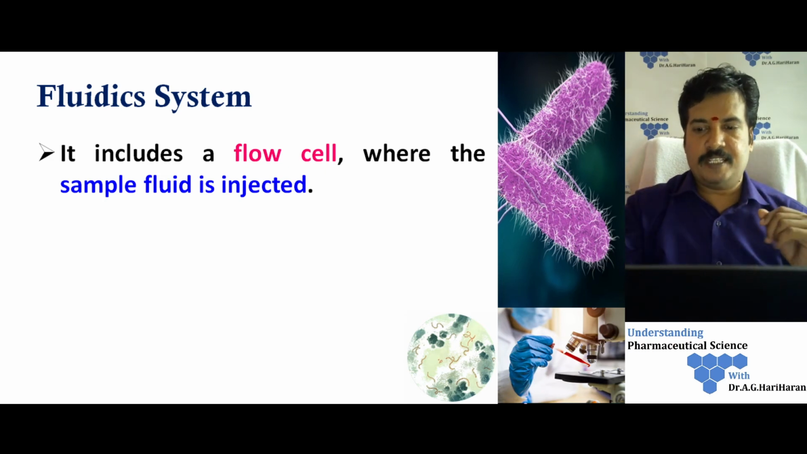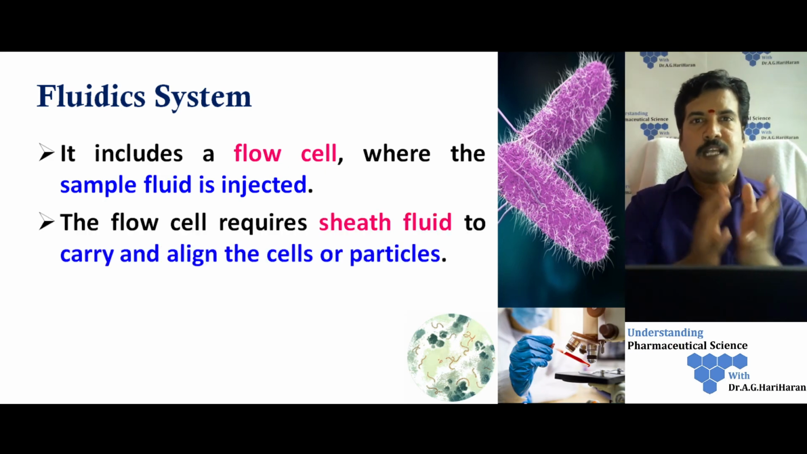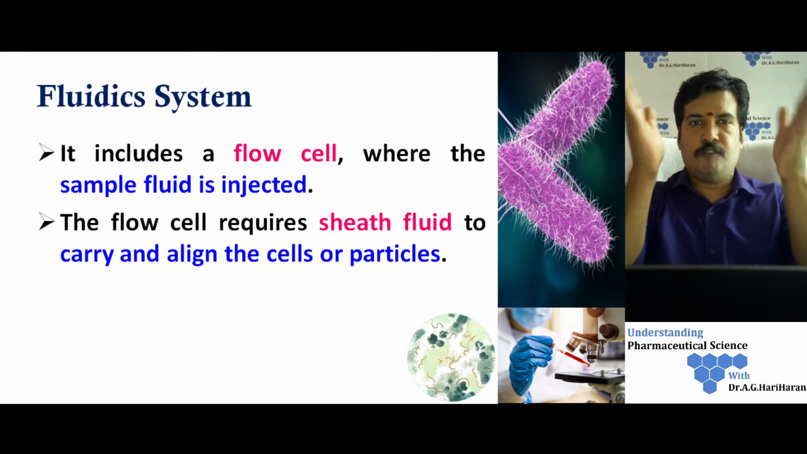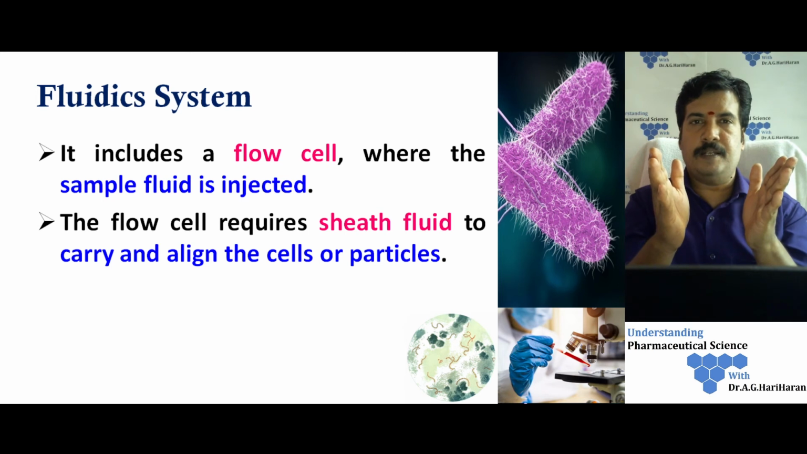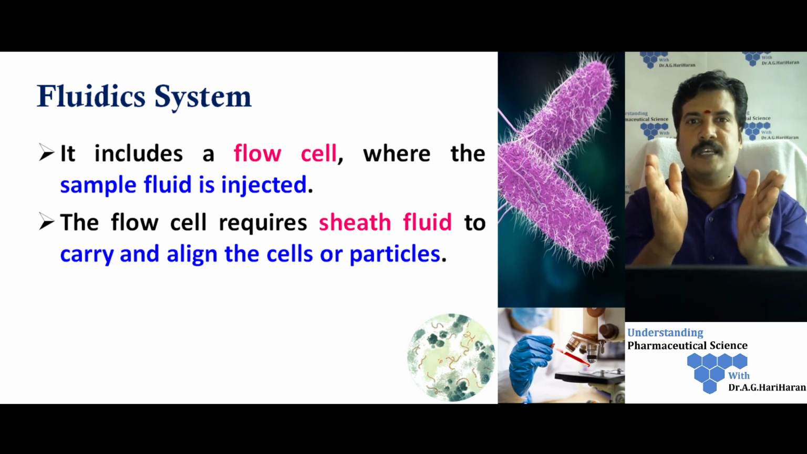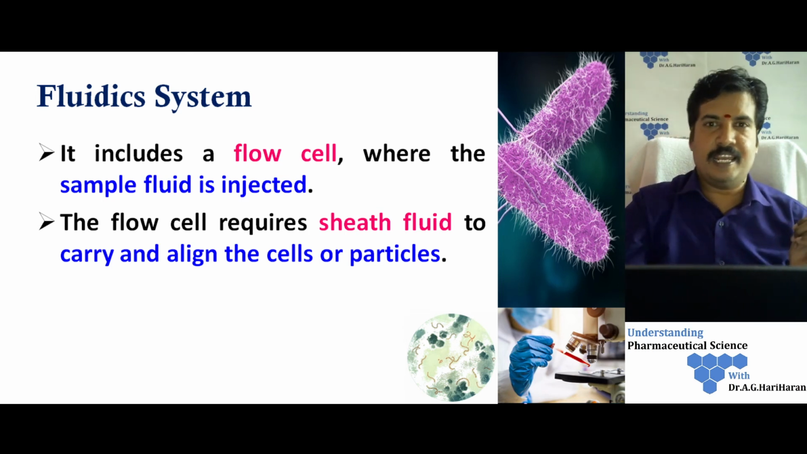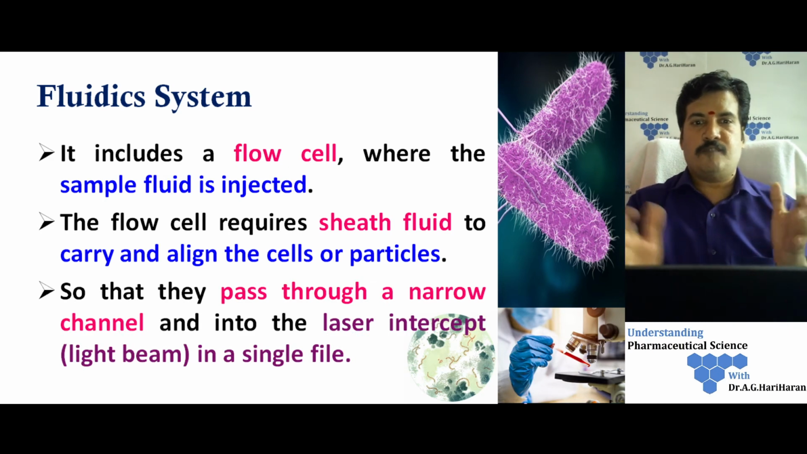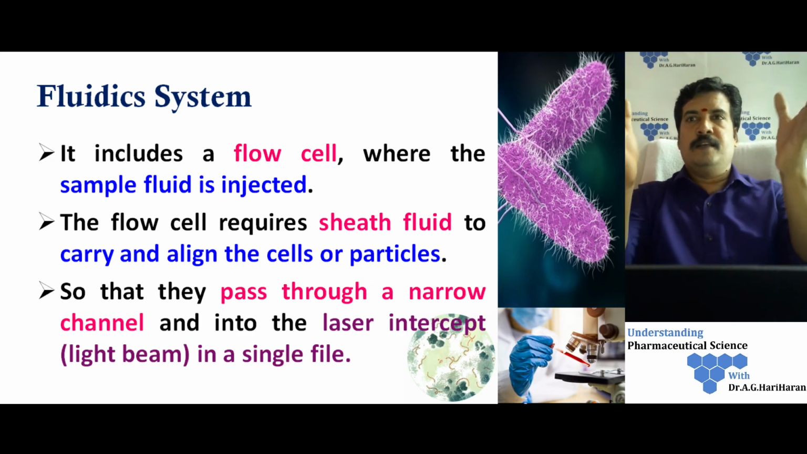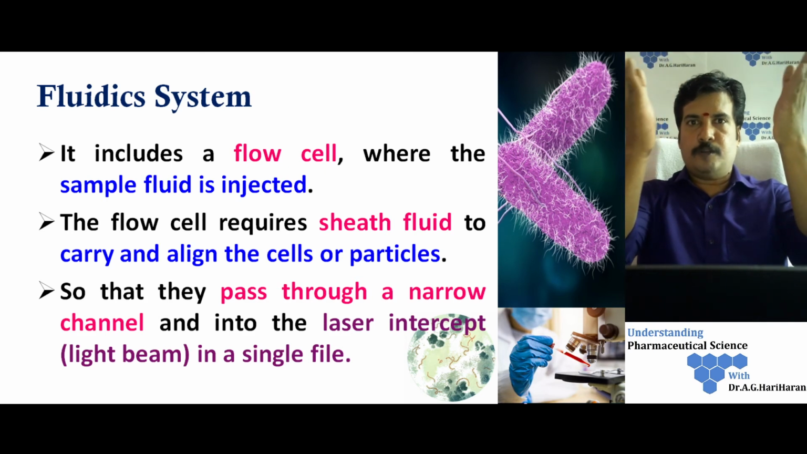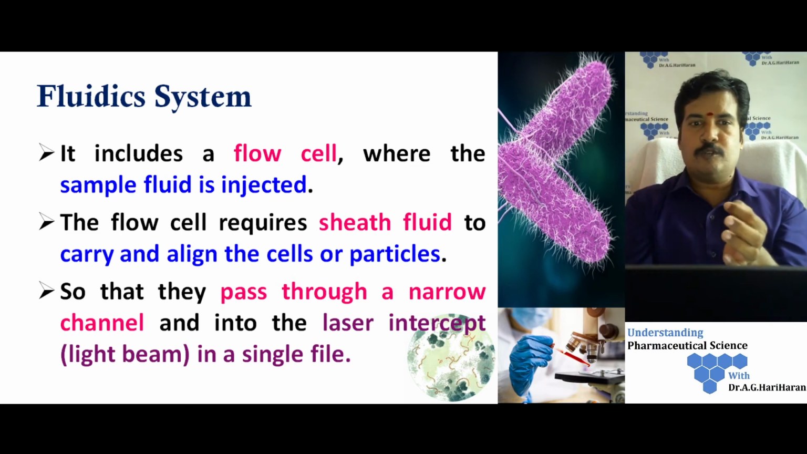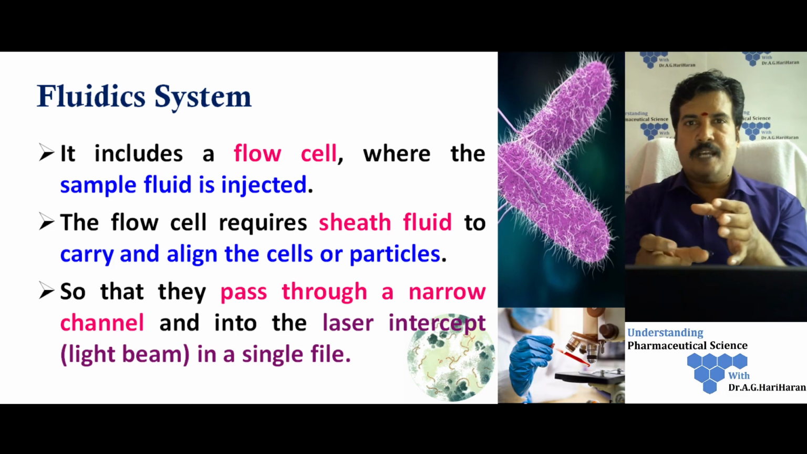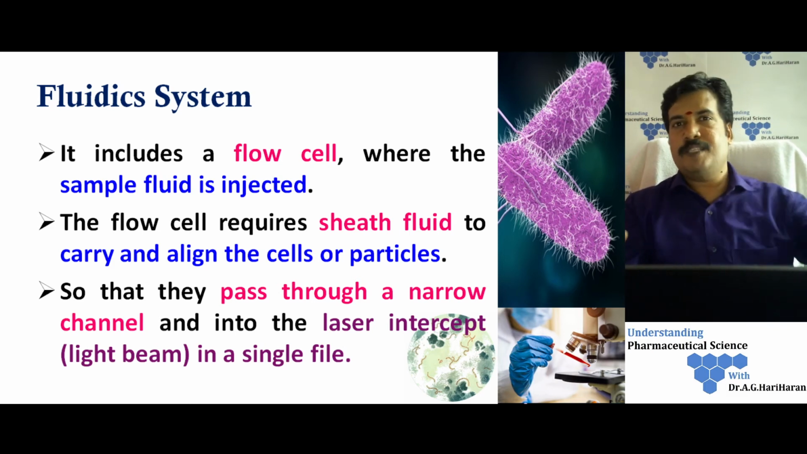After adding the sample, the flow cell carries a sheath of fluid. It helps align the sample, which carries the microbial cells or particles, into a single layer. The sheath fluid makes the sample fluid pass through the narrow channel, each cell individually. It has to pass individually because only through this narrow channel is the light beam passed through it.